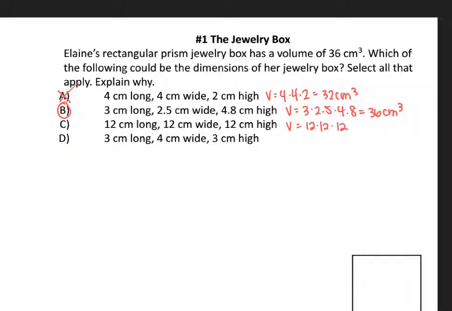So we do have to be careful because in this case, if we were to add 12, 12, and 12, we would have the correct volume. But in this case, since we're multiplying 12 times 12 times 12, that volume is going to be too large. That's going to be 1,728 centimeters cubed.